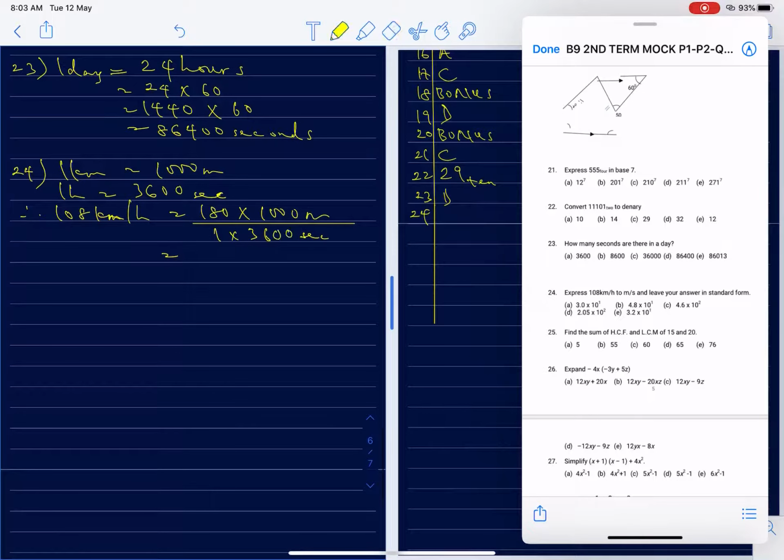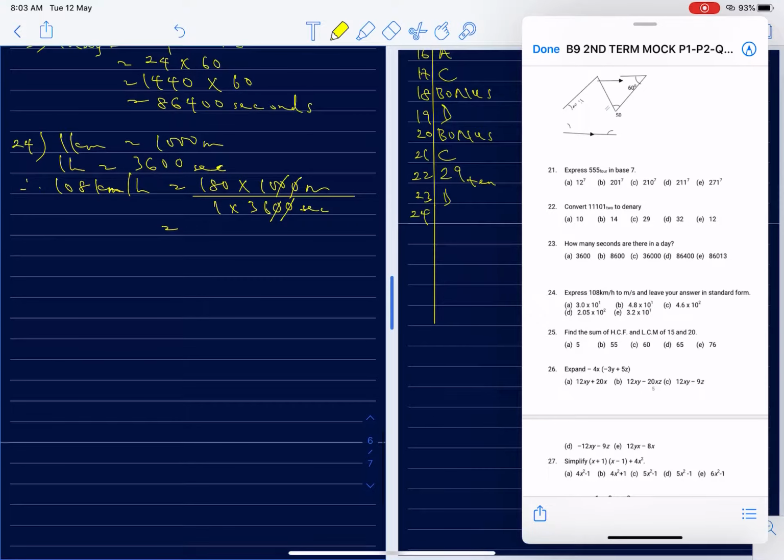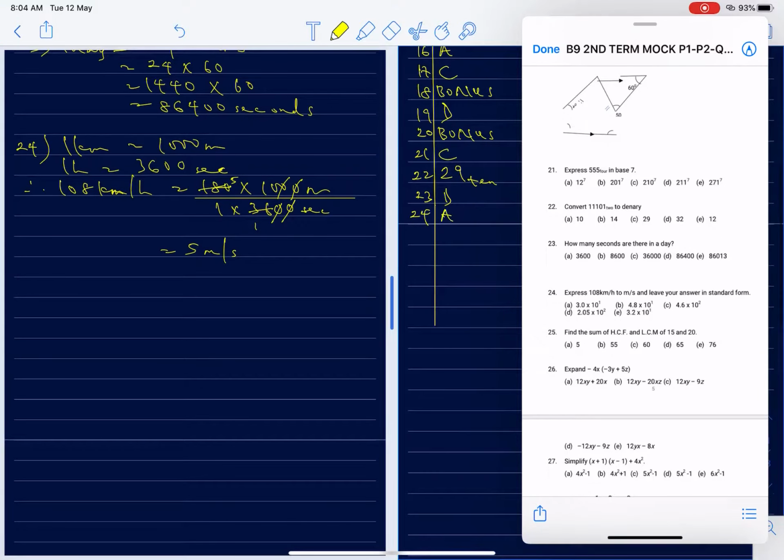Let me write this properly. And that's going to be, we can cut here, 0 cancels 0, 0 cancels 0. 18 here goes 10, 36 here goes 1, 36 here goes 5. And the answer is going to be 5 meters per second. That's 5 meters per second. 24 is A. That was a cheap one too.